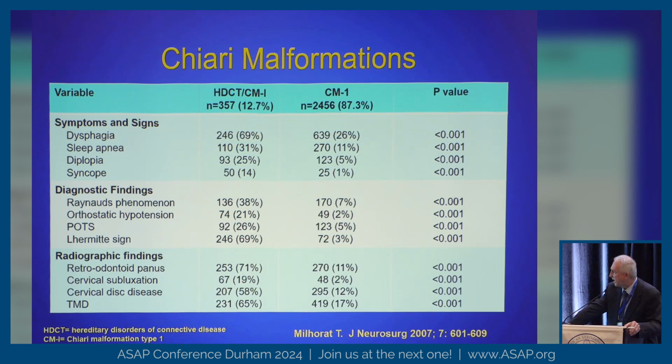Other things would be Raynaud's phenomenon, so that's where your fingertips turn blue. Orthostatic hypotension, so your blood pressure falls when you stand up and your pulse goes up. POTS disorder was more common.